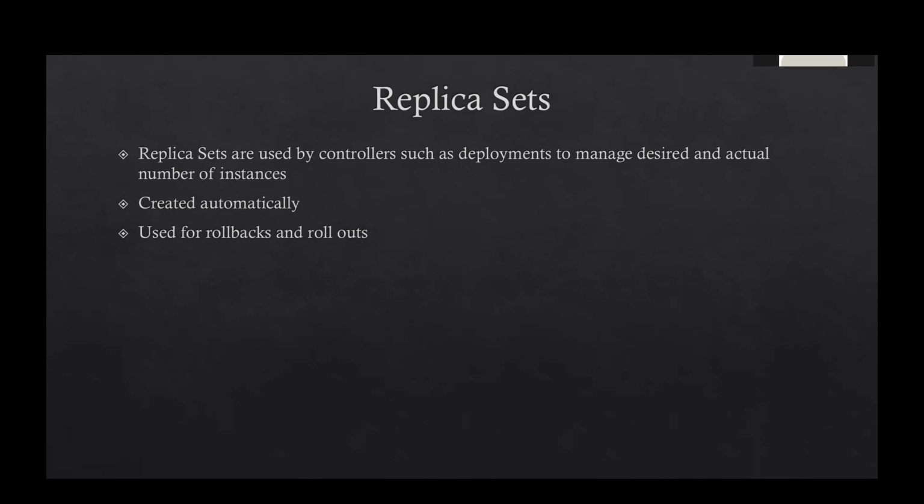These are created automatically when you create a deployment. You don't need to go and create a replica set. It's created automatically when you create a top level controller such as a deployment. It's used for rollbacks and rollouts. If you want to roll out a new service, the way Kubernetes does it is really, really interesting.